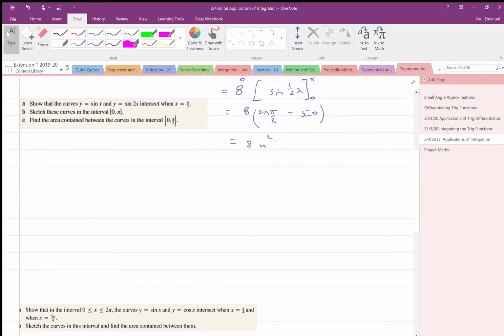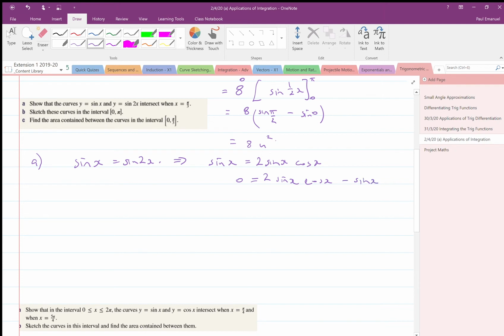Next one. Show that these curves intersect there. So I'll just write sine x equals sine 2x. So it says show, it doesn't say solve. If it said solve, I'm actually going to do this the long way because I definitely need this skill, and it's actually one of the next topics we do. So you don't divide by sine x because you're going to make that 0 in the end. And if you divide by it, the solutions go away.